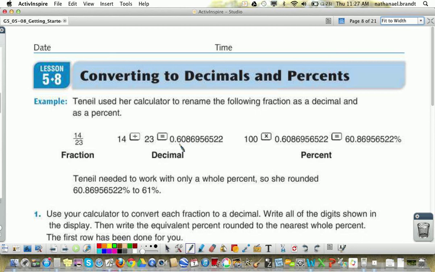Then, as we talked about before, you could multiply that by 100. So you take 14 divided by 23 equals, and then do times 100, which would give you this answer here, 60.869, etc. Tennille needed to work with only a whole percent. So we're going to round it to the nearest whole, or the nearest one. So she rounded this 60.8. She looked at the tenths place here to round to the ones. 8 makes the 0 round up to 1, so it would be 61%.